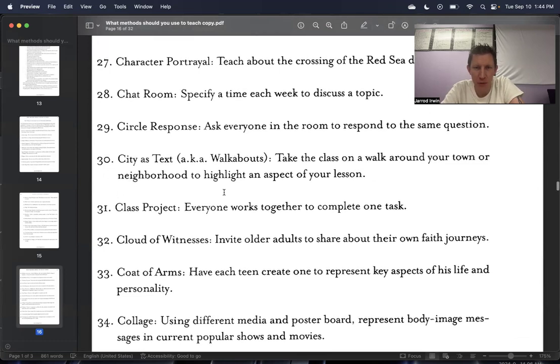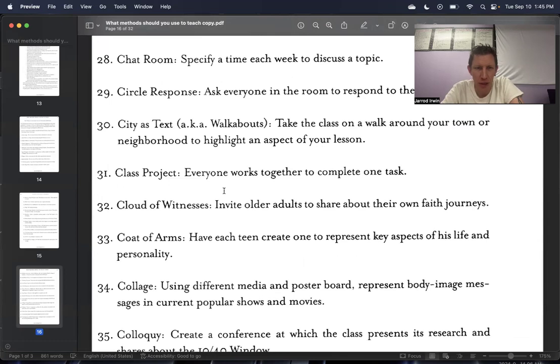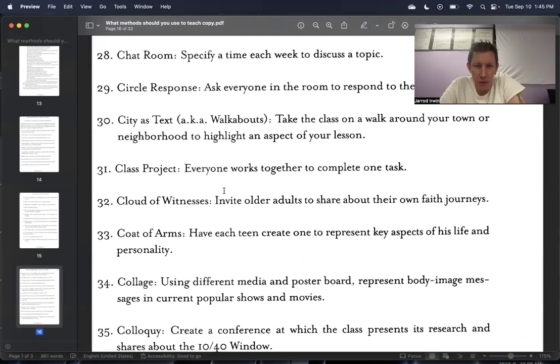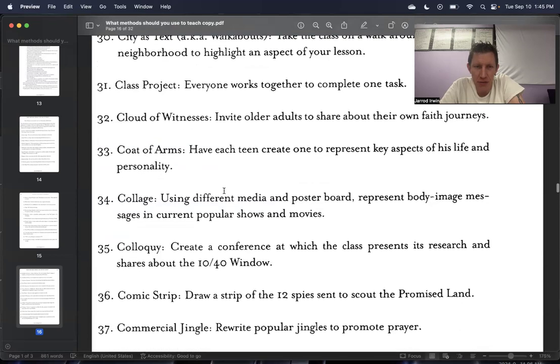Circle response: ask everyone in the room to respond to the same question. Done that some. City as text, aka walkabouts: take the class on a walk around your town or neighborhood to highlight an aspect of your lesson. That urban immersion thing comes to mind. Class project: everyone works together to complete one task. Cloud of witnesses: invite older adults to share about their own faith journeys.